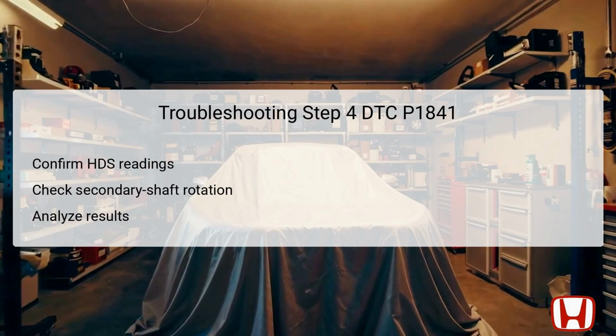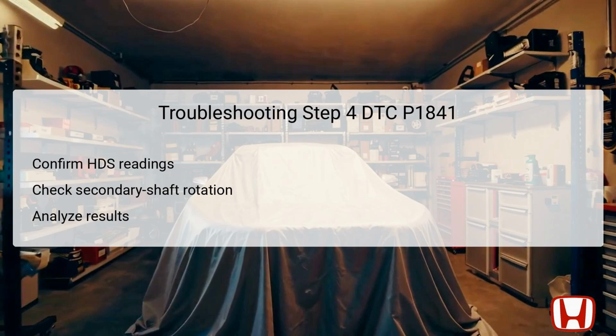In this step, the technician must confirm the HDS, Honda Diagnostics System, reading for the direction of secondary shaft rotation. This diagnostic tool provides detailed data and readings from various vehicle components, including the CVT speed sensor. The expectation is that the value displayed will indicate reverse. If any other value is shown, it confirms that the failure is duplicated, signaling an issue with the system's operation.